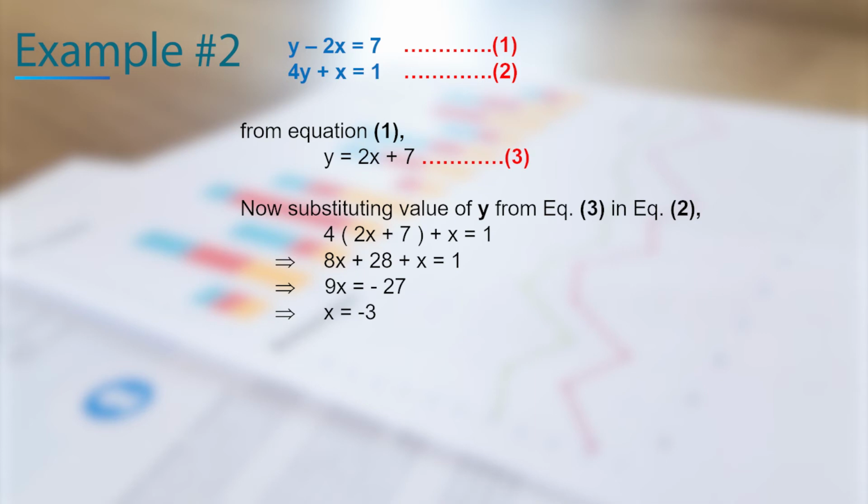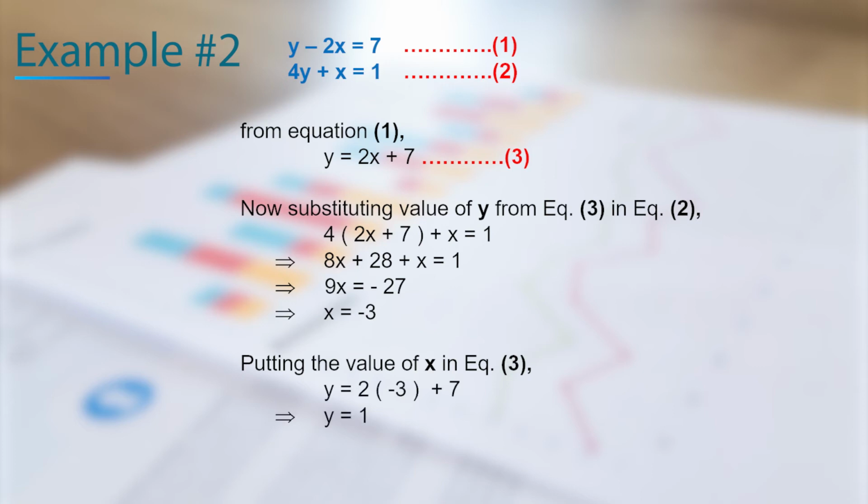Once we get the value of x, we can put this value in any of the equations to get the value of y. Now putting the value of x in equation number 3, we have y is equal to 2 times minus 3 plus 7. In this way, we get the value of y as 1. Hence, the roots of this equation are x equal to minus 3 and y is equal to 1. This method is the substitution method.